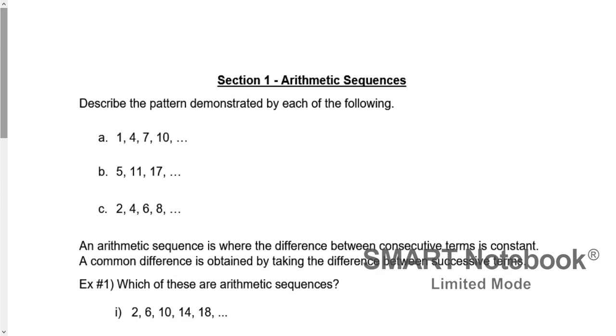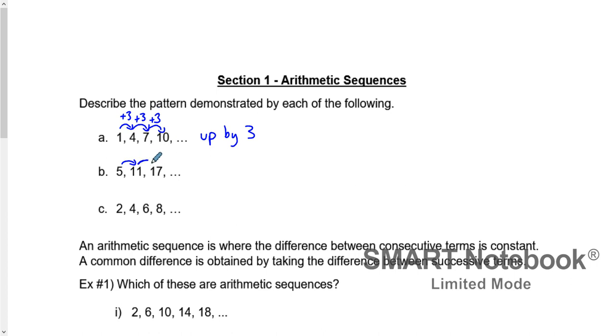Our first section talks about what are known as arithmetic sequences. The first thing we're going to do is describe some patterns that are happening here. For example, 1, 4, 7, 10. Every time we go to the next number, we're adding 3 to it. In other words, it's going up by 3 each time. Logically, our next number would be 13, then 16, and so forth.